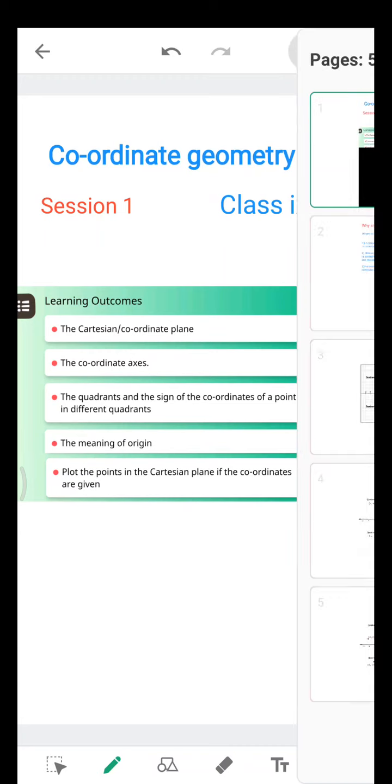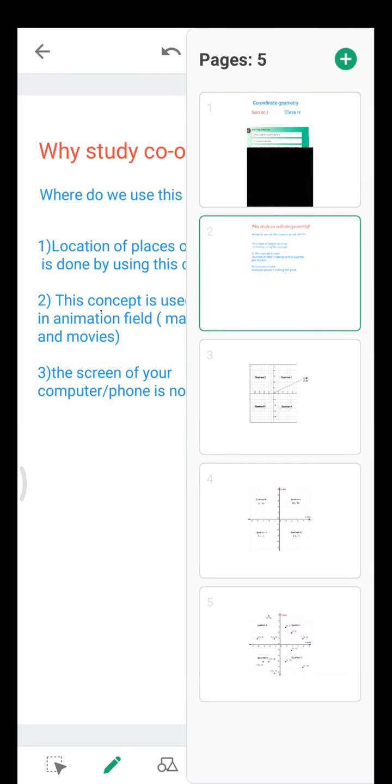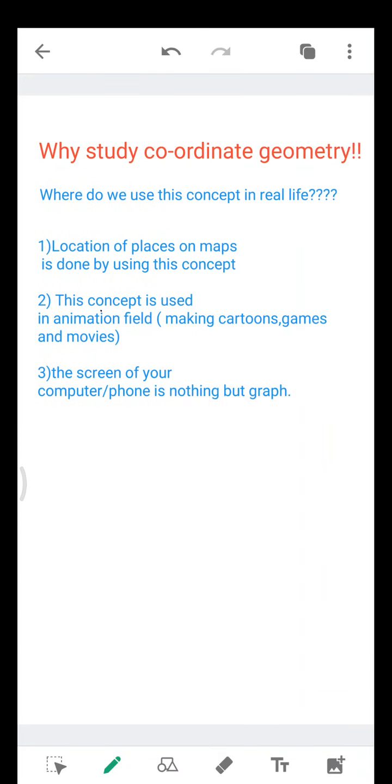So before we go for all these details, let's clear some of your doubts. Most of the students might be wondering why study coordinate geometry. This question might be running in your minds. Where do you use this concept in your real life? You all might have used Google Maps. Can you imagine how Google Maps work? Google Maps work on a mathematical concept that is nothing but coordinate geometry.